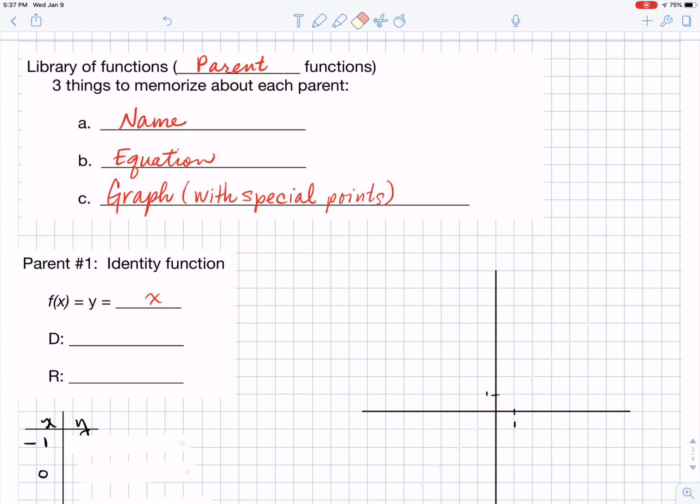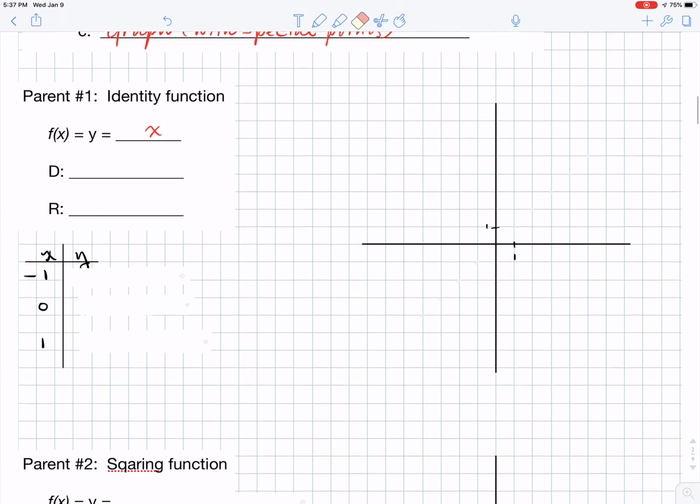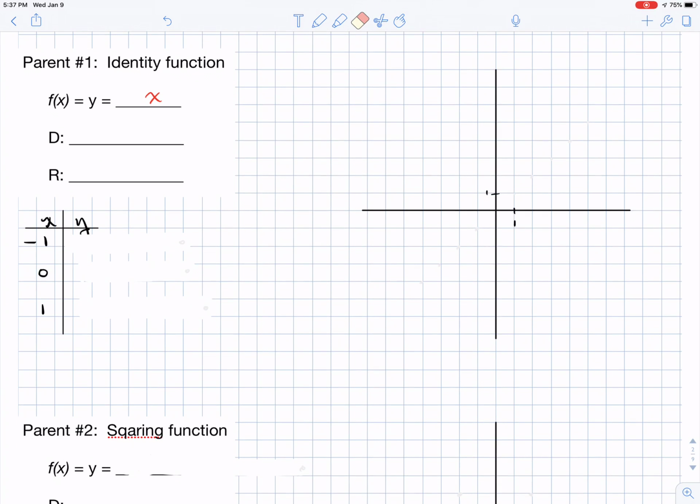And then thirdly, you have to memorize the graph, and each graph is going to have a couple of special points that go along with it. So you need to know what the graph is, and you need to know what those special points are. So let's start with the identity function. I've already given you the name and the equation.